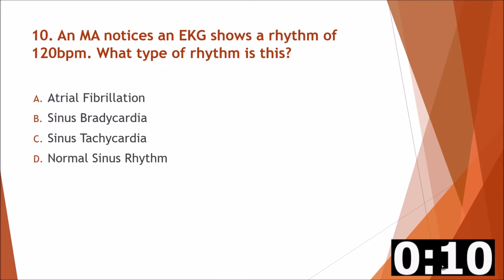And you may notice an EKG shows a rhythm of 120 beats per minute. What type of rhythm is this? A, atrial fibrillation, B, sinus bradycardia, C, sinus tachycardia, D, normal sinus rhythm.